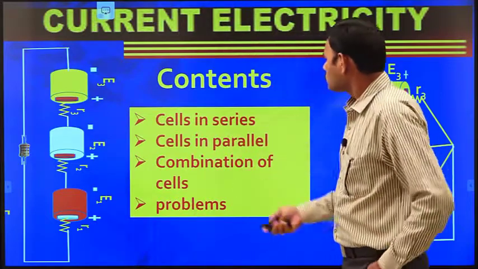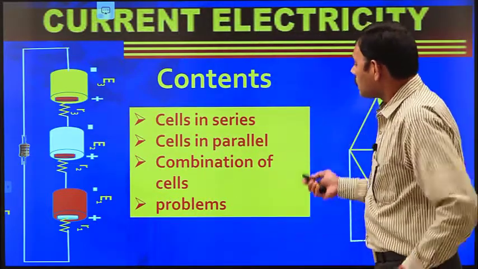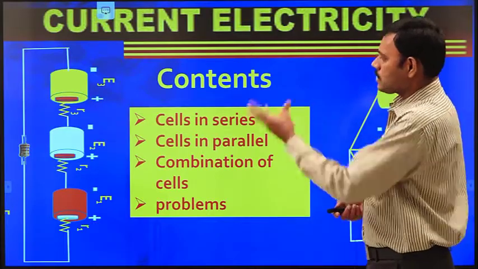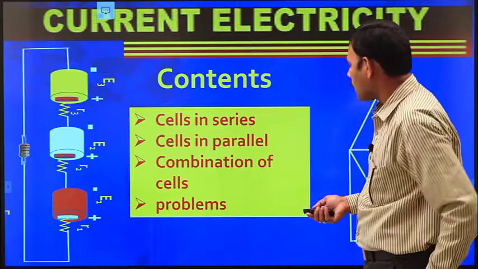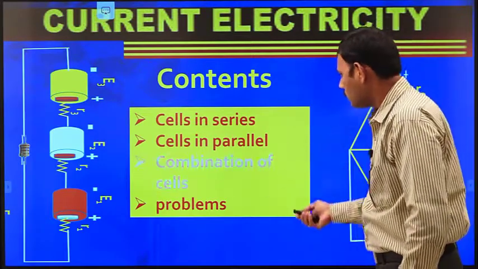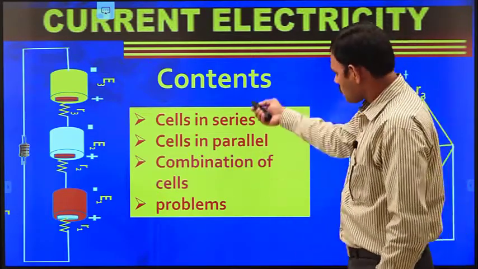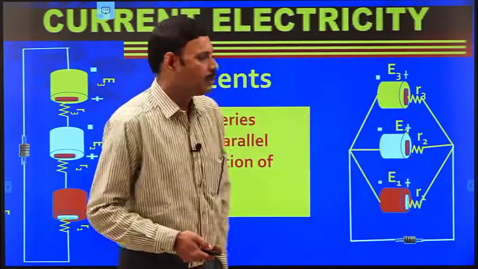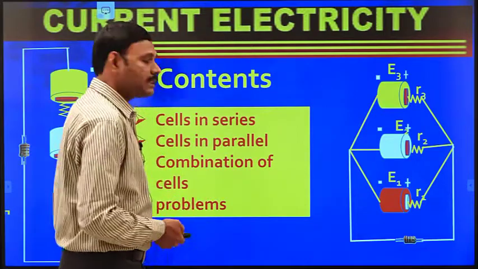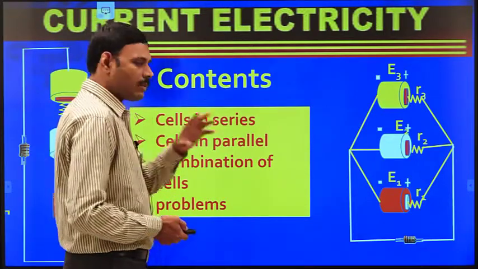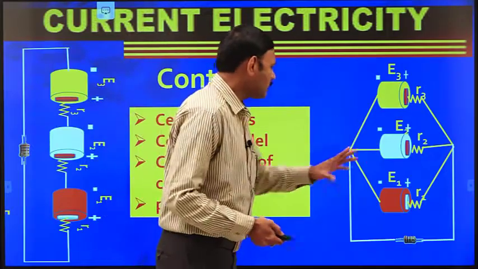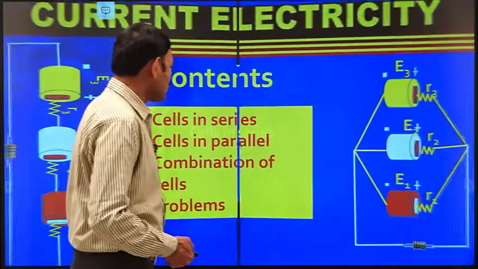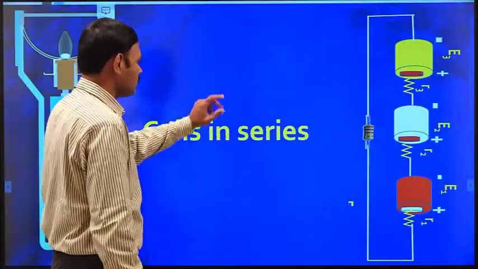So, cells in series, cells in parallel, and grouping up of cells. We may connect some cells in series and some groups of cells in parallel. So the combination of cells is the third one. And numericals: to understand the concept we are discussing, we continue to solve the problems. So this is the present topic: series combination of cells, parallel combination of cells, grouping up of cells and numericals. Let us move on to the first topic, that is cells in series.